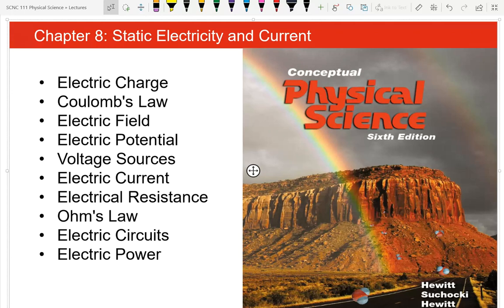Today we'll talk more about electricity. So let's start with basic electricity demonstrations here. Demonstration number one, taking the amber rod and putting it on the telescope.